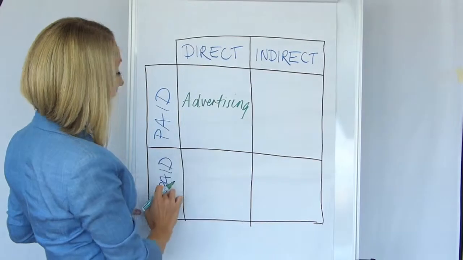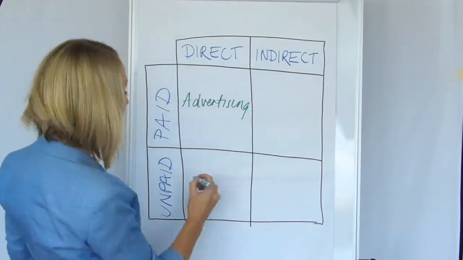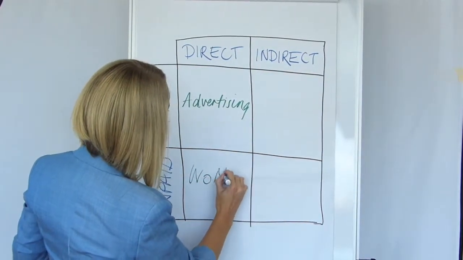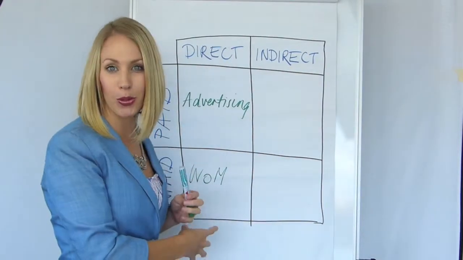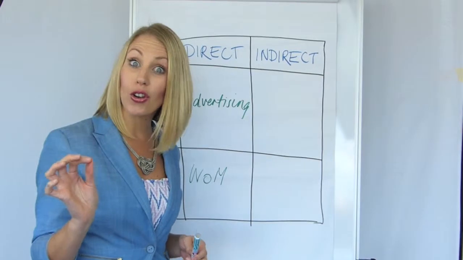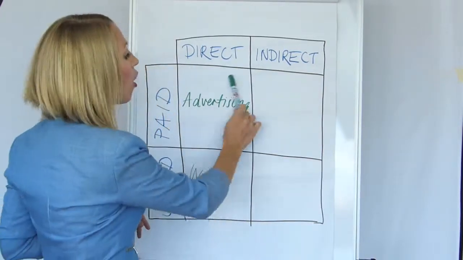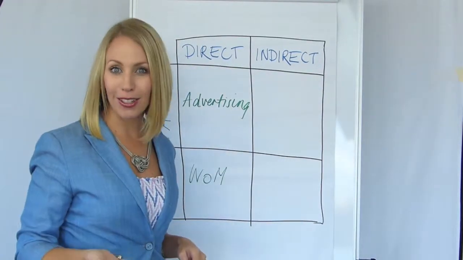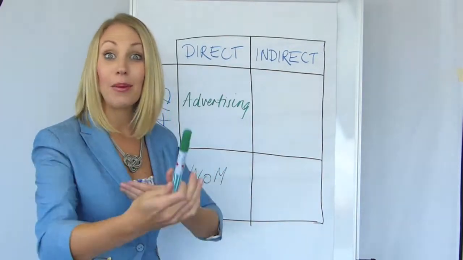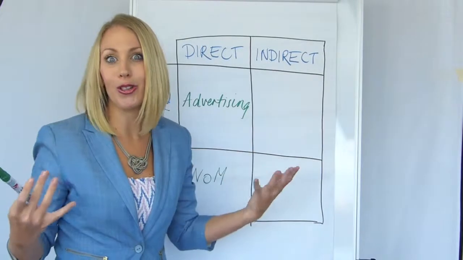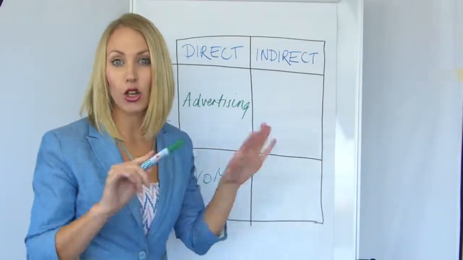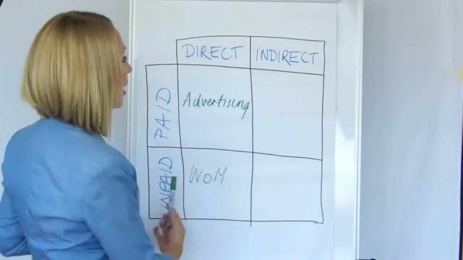A direct and unpaid strategy is word of mouth. Word of mouth is such a fantastic resource for you to tap into in your studio. It's also got the highest conversion rate of any of these 4 advertising strategies, because when someone personally recommends them, people are more inclined to trust someone who's said, this studio is fantastic, you'll love them. So it's a great strategy to tap into.